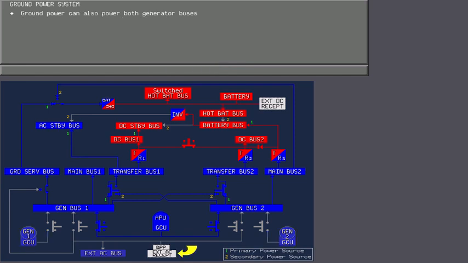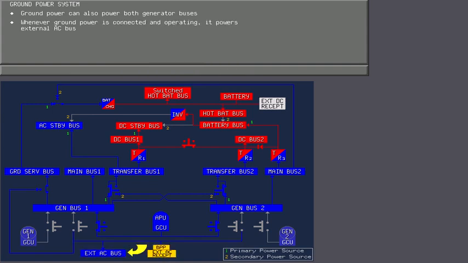Ground power can also power both generator buses. Now touch the ground power receptacle to connect operating ground power to the airplane. Notice that whenever ground power is both connected and operating, it powers the external AC bus. Since the external AC bus powers the fuel gauges and fueling panel, fueling can take place whenever ground power is connected and operating, without powering any other airplane electrical systems.